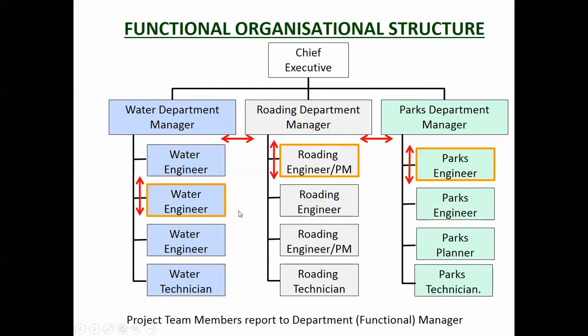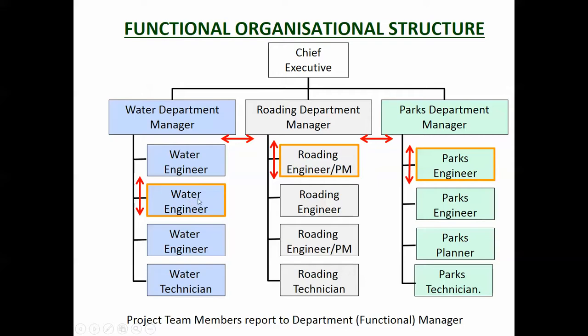So we've got a project team. Let's say that the water department need to put a pipe in under a road. So you've got a water engineer that's been allocated that work, and he needs some inputs from the roading people and the parks people. So his pipe might go through a road and parkland as well. So we need those people involved as well.